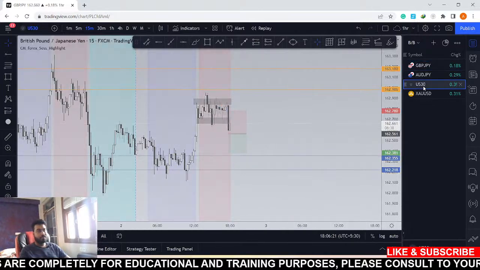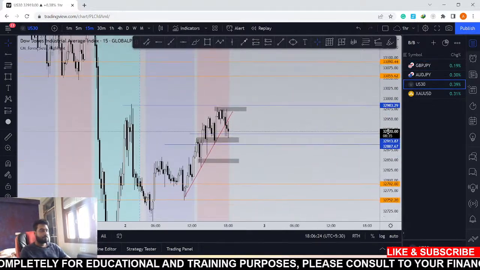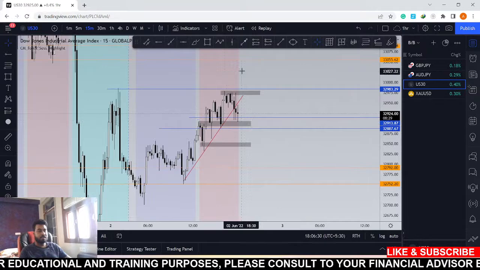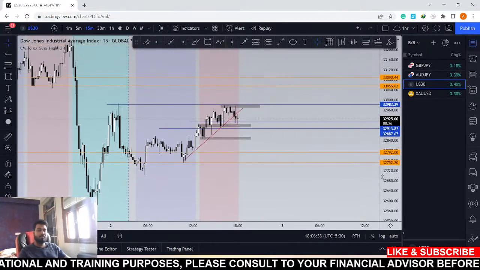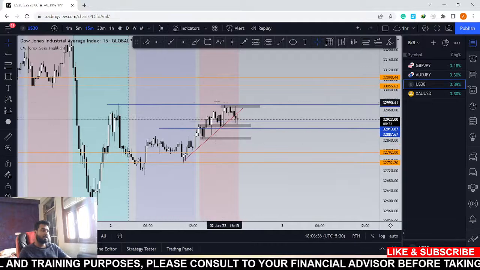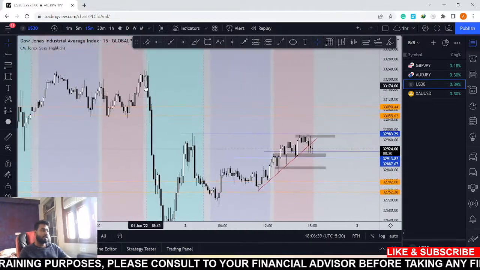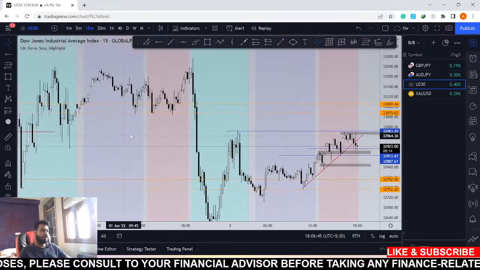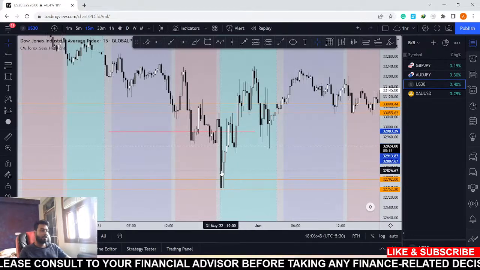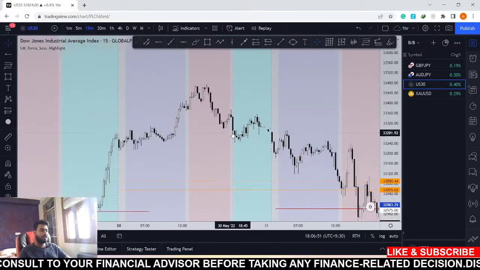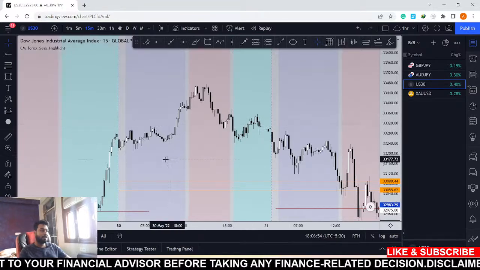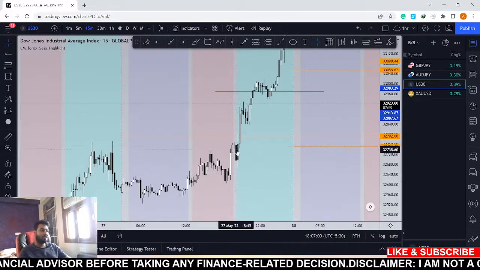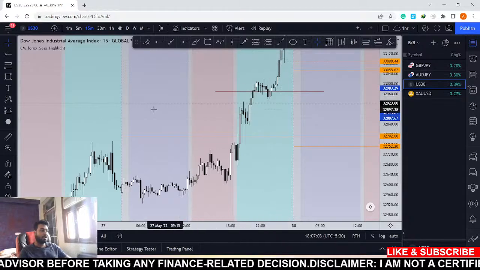US30 is still in the range also. What I have observed, most of the time US30 gives moves at around 7 p.m. IST. If you look at this candle, this black candle, this was a 7 p.m. IST candle. From here you can see how it gave the move.